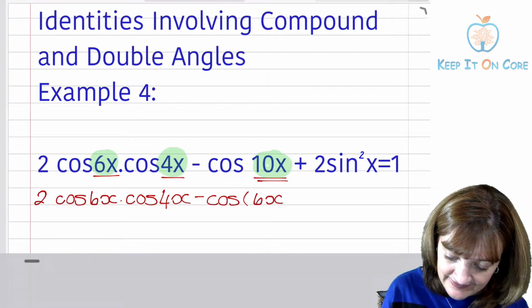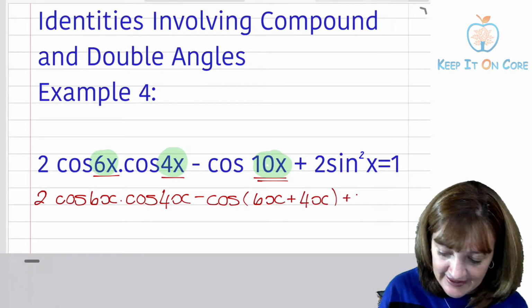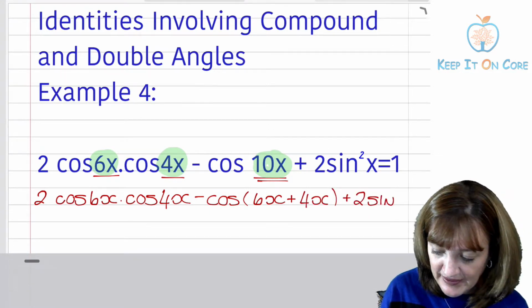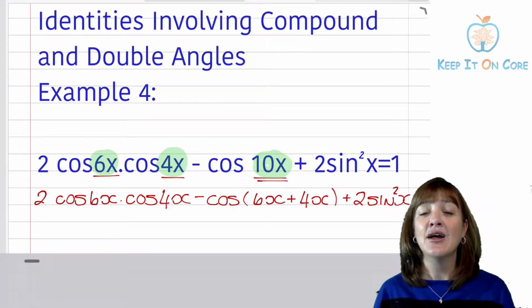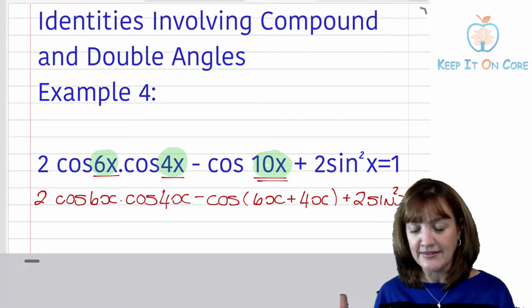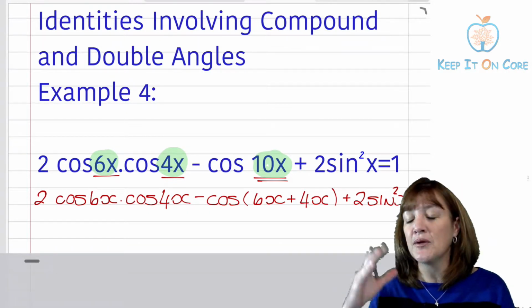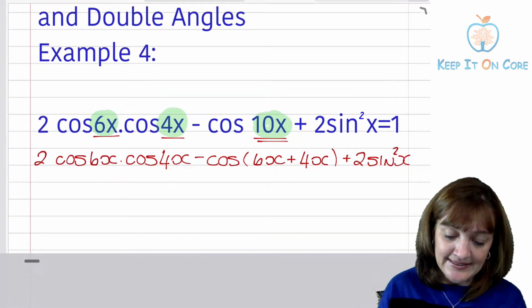and instead of working with 10x, split it and write it as 6x plus 4x. And then at the end we've got this 2 sine squared x, which does have an identity. Don't get too excited about jumping into using all the identities for now. Just hang on to it. We might change it, but let's take it one step at a time. Let's deal with this now.